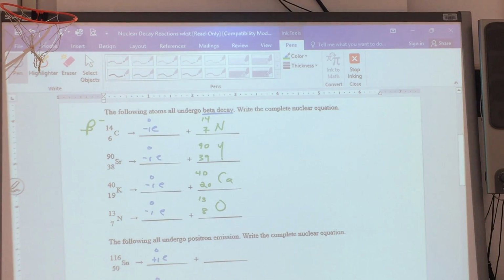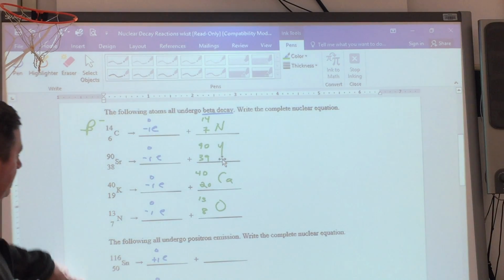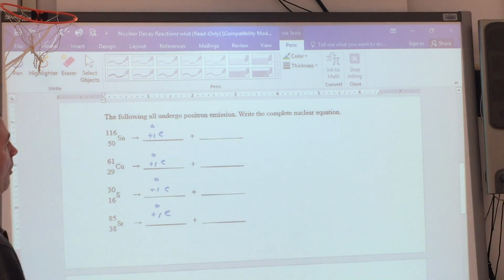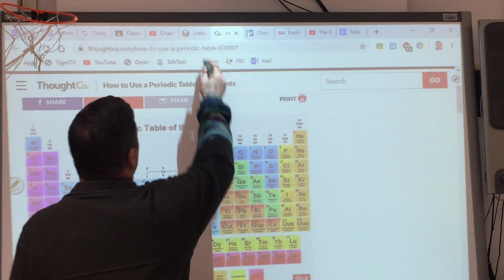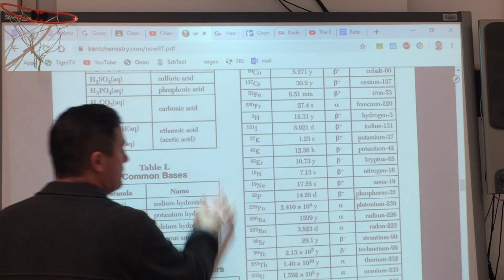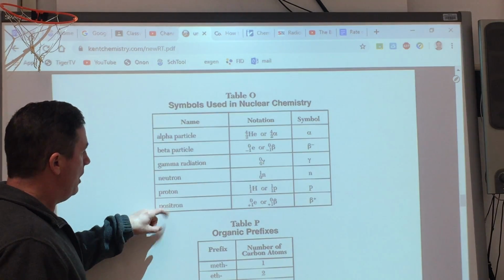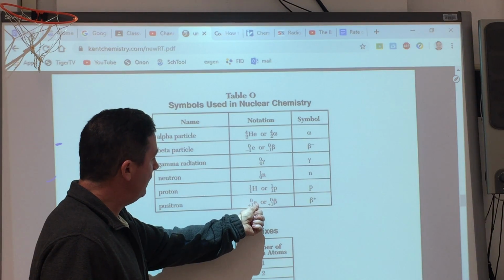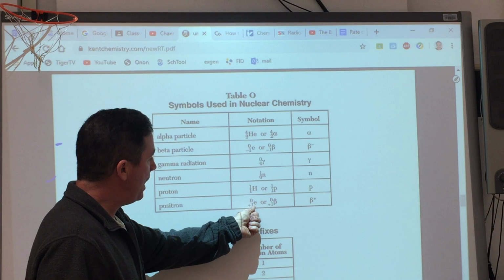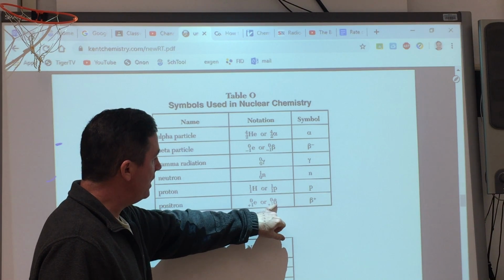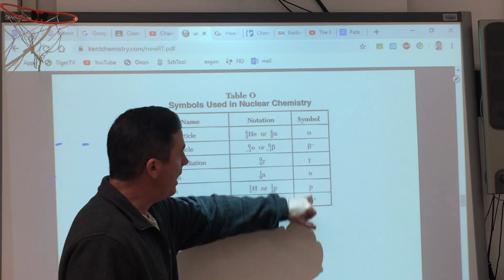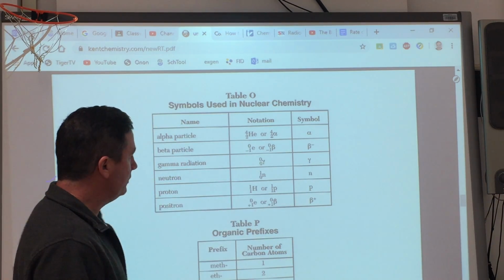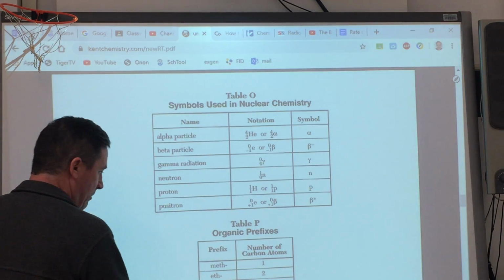Okay. All right, last bit here. The following all undergo positron emission. Okay, remind ourselves what positrons look like. Positrons are kind of like anti-electrons. 0 mass, +1 charge. You might actually see it as a beta like that, +1, okay, with a beta sign, because it's really kind of the opposite of an electron. All right, so that's a positron, so you got to keep that in mind.